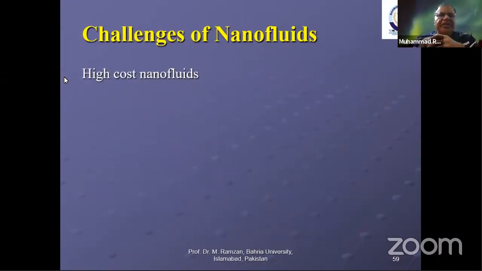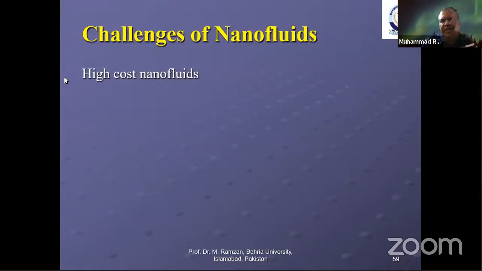Now, the challenge is for the making of the nanofluids. The first one, you can say, is the high cost of nanofluids. It is marked that despite the amazing performance of the nanoparticles in solving problems, the high cost of nanofluid utilization is always one of the most important reasons that hinder the application in industry.